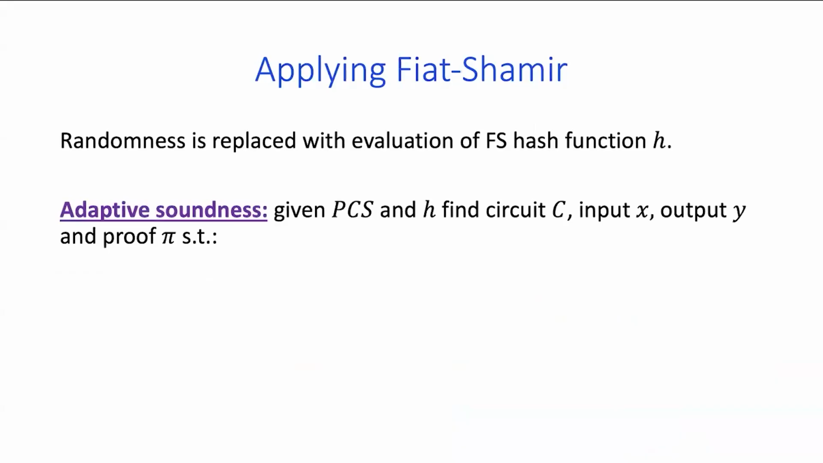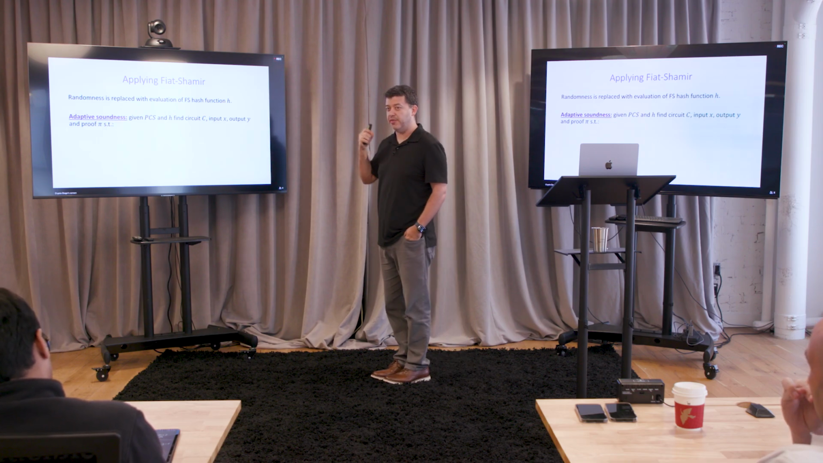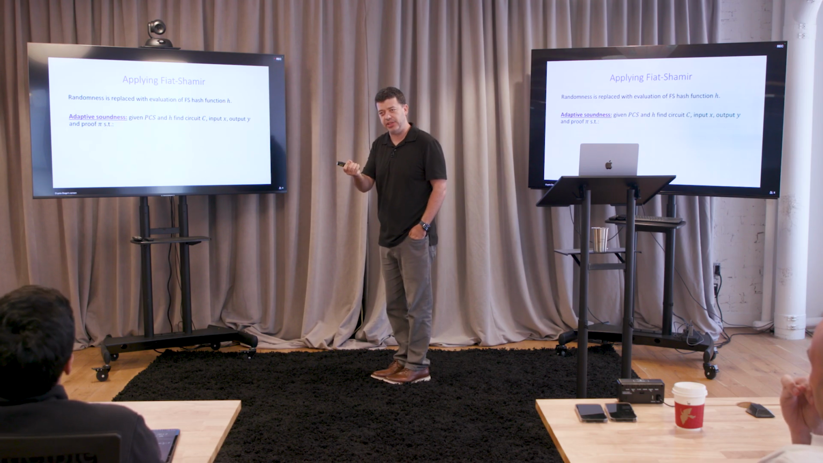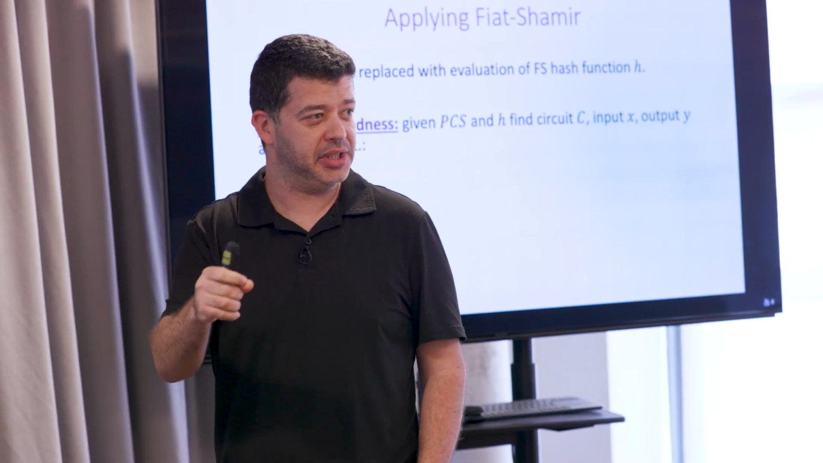So what do I mean by that? What does adaptive soundness mean here? The first thing that happened is that the verifier chose the PCS parameterization and the hash function H, and then the prover specified a circuit C.